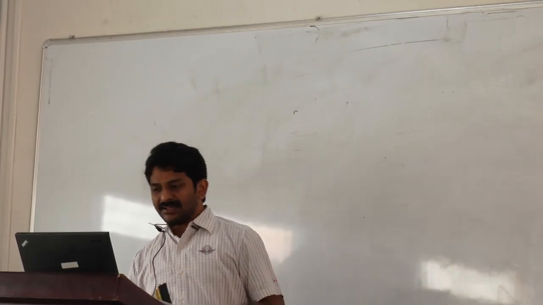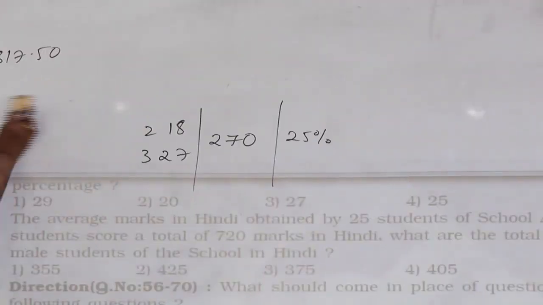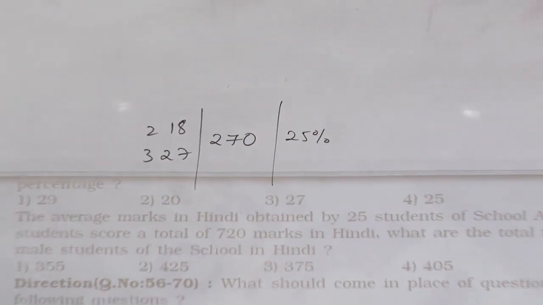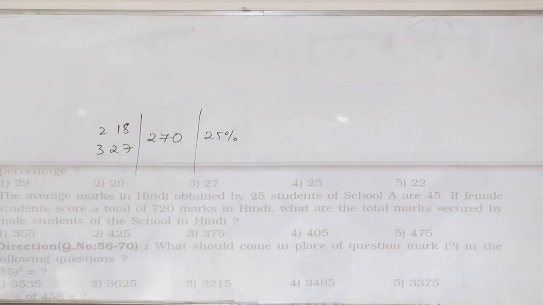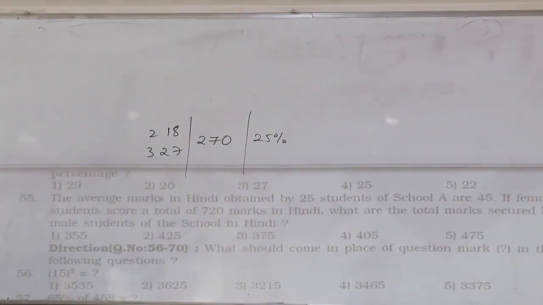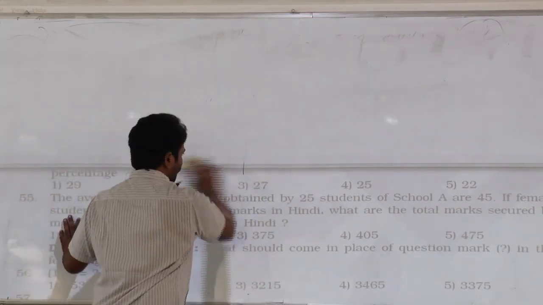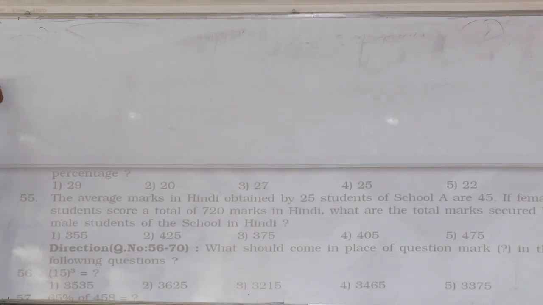The average marks in Hindi obtained by 25 students of a school are 45. If female students score a total of 720 marks in Hindi, what are the total marks secured by male students? What is your question? Marks obtained by total male students. So how many students are there? 25, and what is their average? 45. Total marks obtained by all the students is 25 into 45.